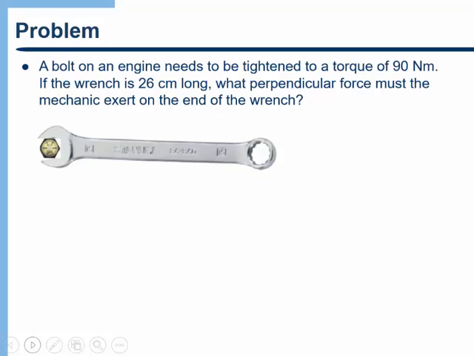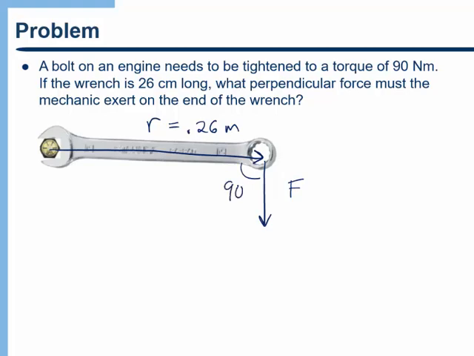A bolt on an engine needs to be tightened to a torque of 90 Newton meters. If the wrench is 26 centimeters long, what perpendicular force must the mechanic exert on the end of the wrench? So in this case, R is 0.26 meters, and we're trying to figure out what perpendicular force F we need to exert on the wrench. So we know that theta is going to be 90 degrees.